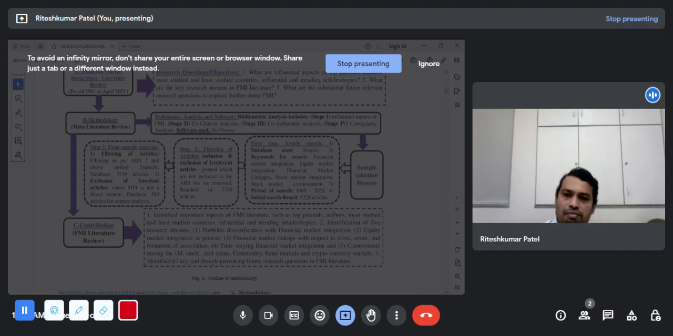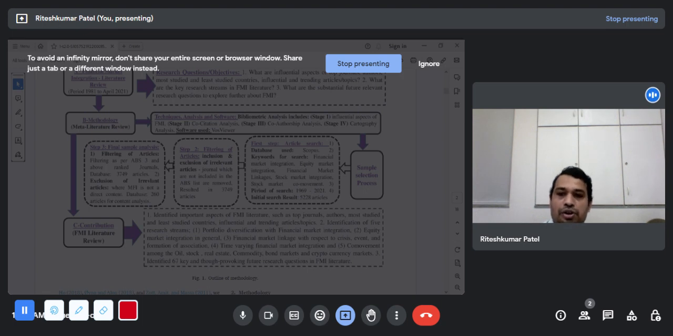So we have removed the irrelevant articles where FMI is not a direct content. Many times it happens that you receive an article, and you need to check whether the topic addressed is 100% related to the domain that you are exploring or not. Sometimes it doesn't relate to the domain you are exploring, and it is not going to give you any clear-cut idea on that. So when the domain is not explored properly, you need to remove the irrelevant articles.